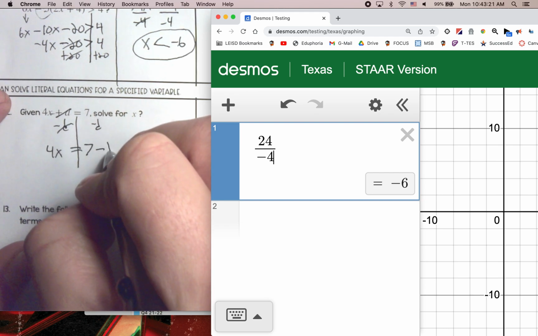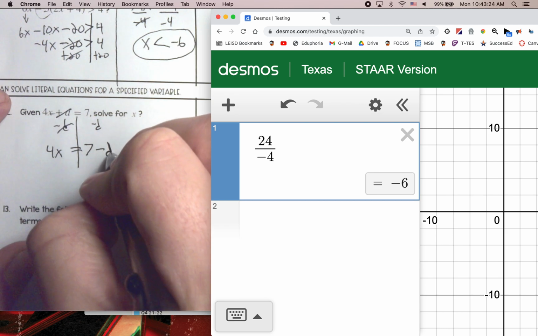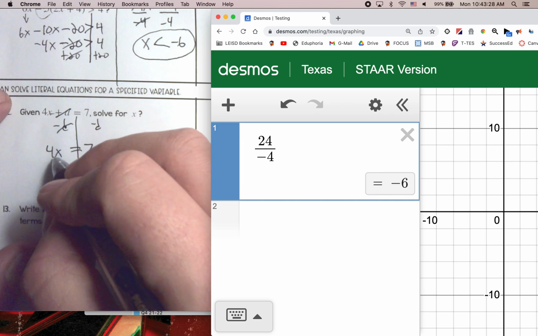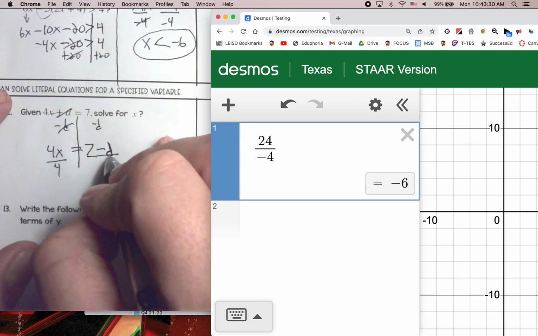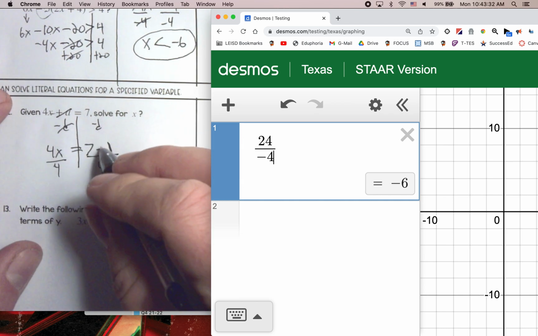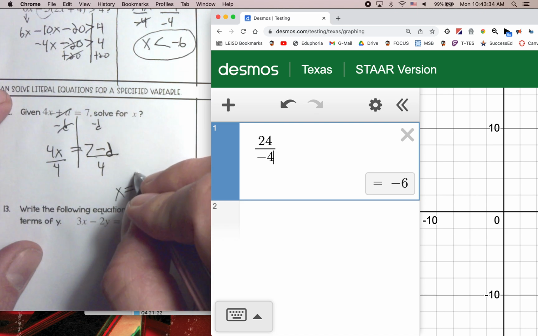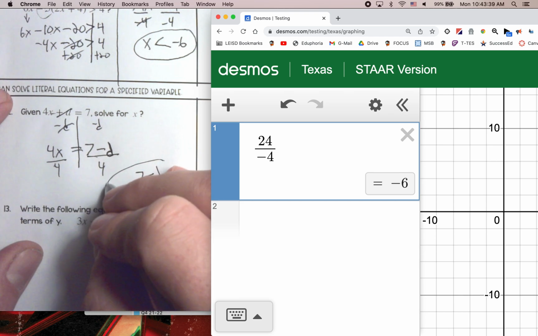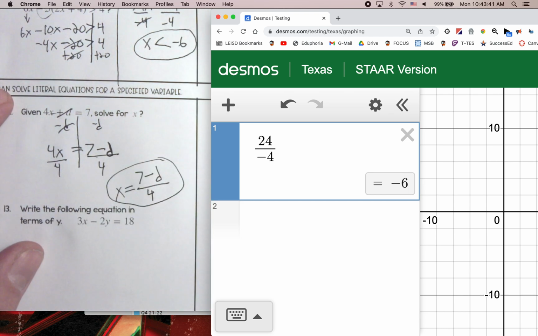Because those are not the same. Those are not like terms. So I'm just going to rewrite it. And then last but not least, to get rid of that 4, I'm just going to divide both sides by 4. So x, and I'm going to leave my answer as a fraction. X equals 7 minus d all over 4. And that's my answer. Okay.